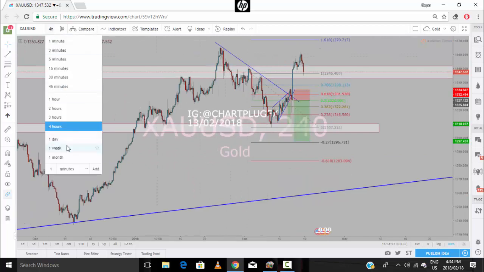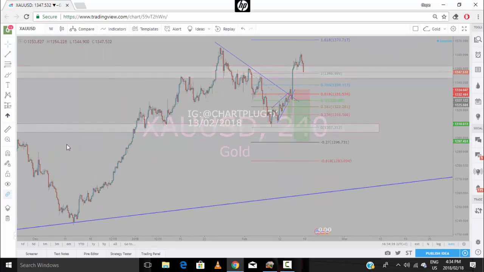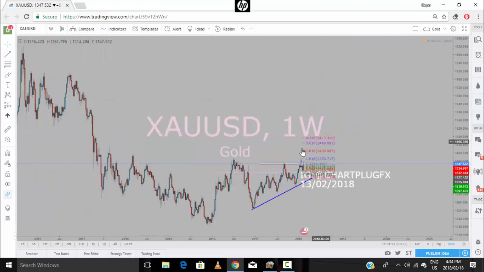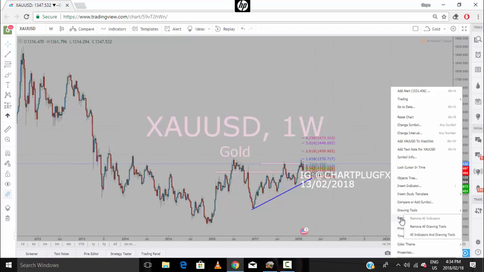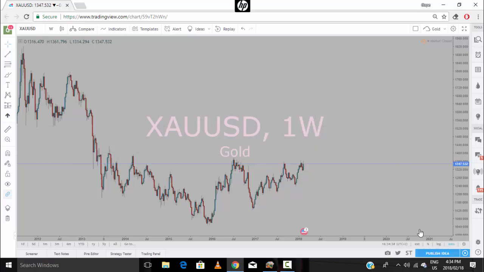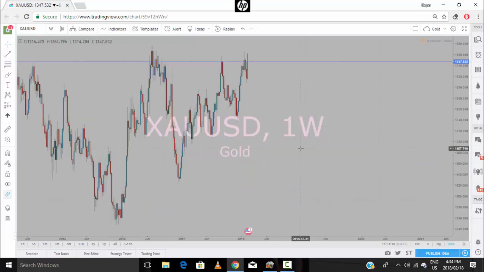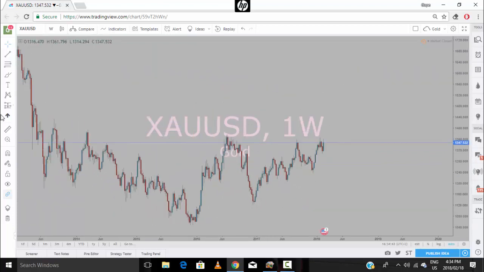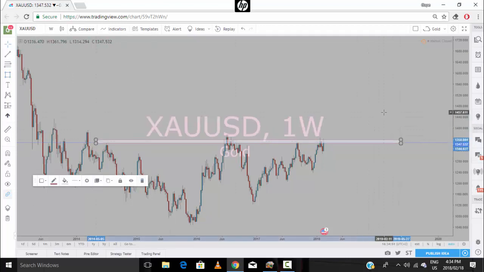Start off on the weekly. Let me remove these items. Alright. Start off on the weekly. First of all, we look like we're on resistance. The area we're on, though, it's crazy. So it looks like we're on resistance.